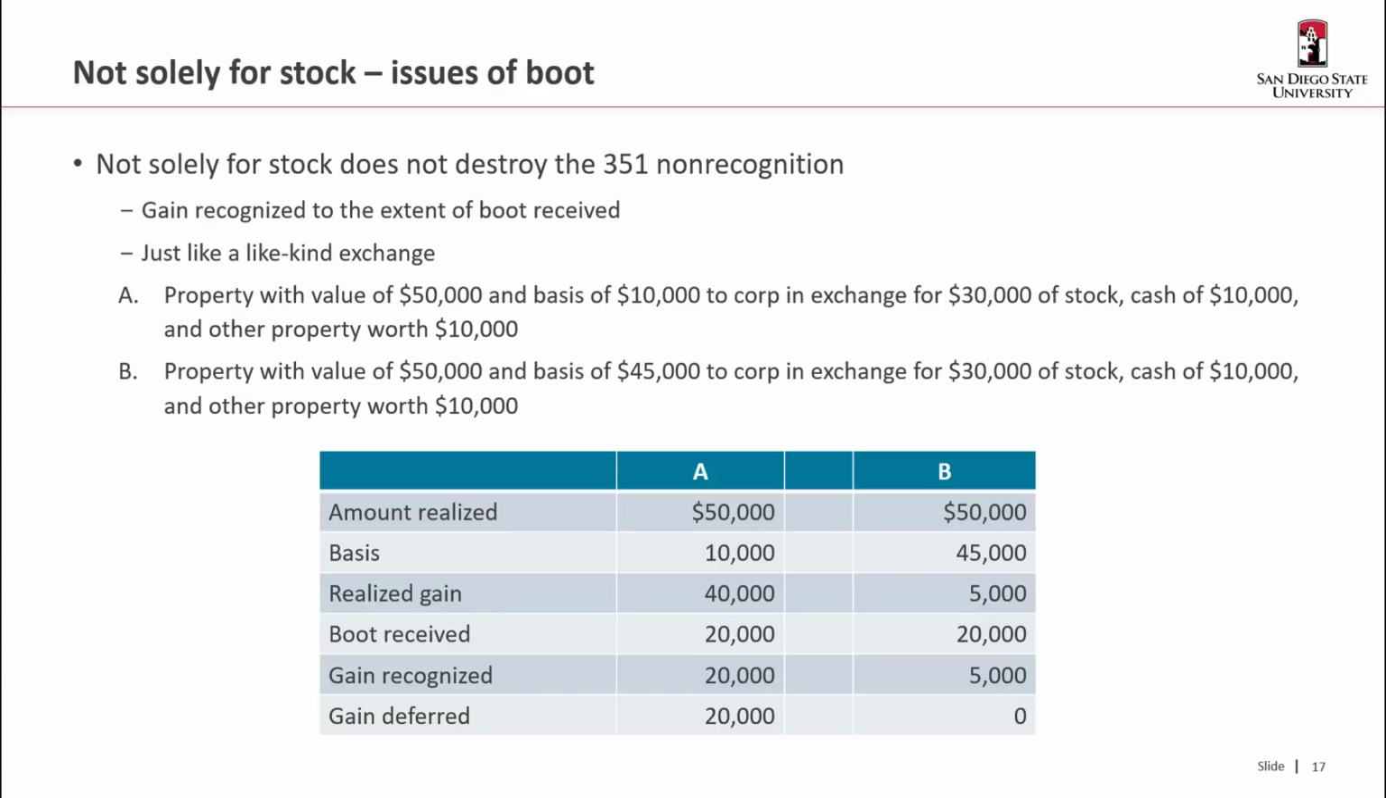Now let's do item B, property with value of 50, basis of 45, in exchange for 30, 10, and 10. In this case, the realized gain is only 5. The boot received is 20, but you only ever recognize as much gain as you realized, right? Receiving boot doesn't trigger additional gain. It just triggers the recognition of gain. So in this case, they would realize and recognize a $5,000 gain.